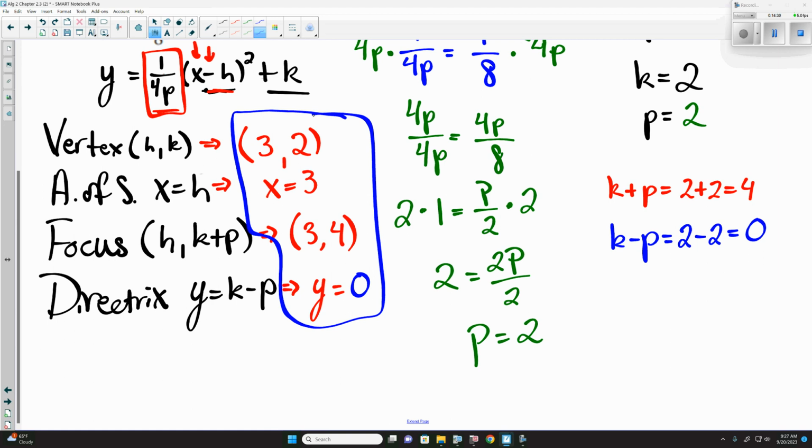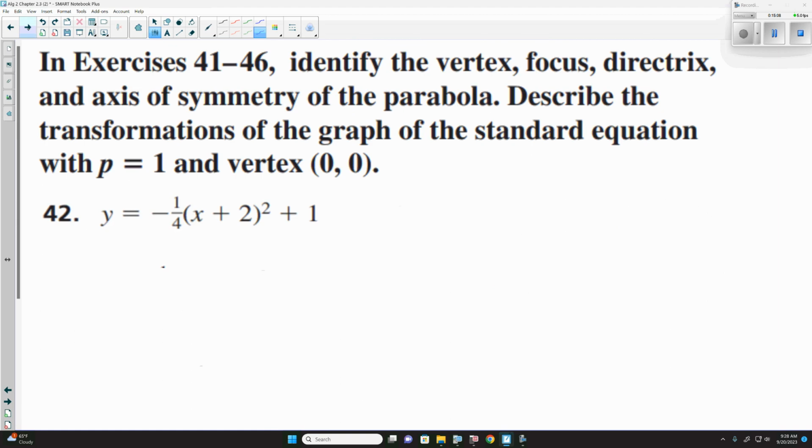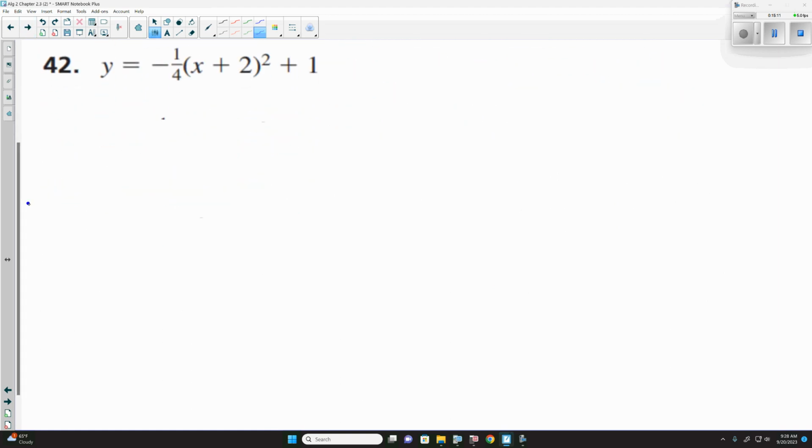Especially on the homework, do make sure to label which one is the vertex, focus, axis of symmetry, and directrix. Kind of put some label next to it, just to make sure we're not having them all mixed up. Questions on any of this here? Now, one of the things I do want to point out is that the axis of symmetry for this is the equation x equals 3, not just the number 3, okay? Because the directrix and axis of symmetry is the equation of a line, so we need the x equals or y equals. Questions on these here so far?